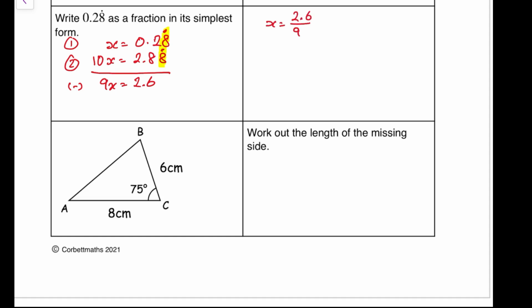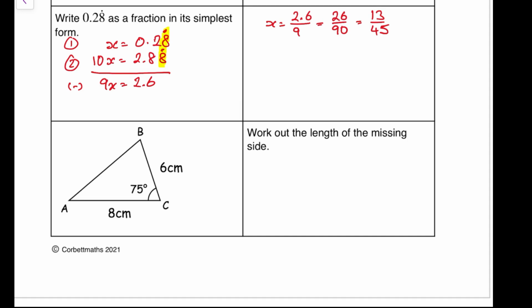2.6 over 9. But you cannot have decimals in your fractions. So I'm going to multiply top and bottom by 10, which is going to give me 26 over 90. Now, if this is a calculator question, get your calculator out, just type it in, and it will tell you what the answer is. But if you can't see that straight off, divide by 2, which gives me 13 over 45. And because 13 is a prime number, I can't simplify any further.